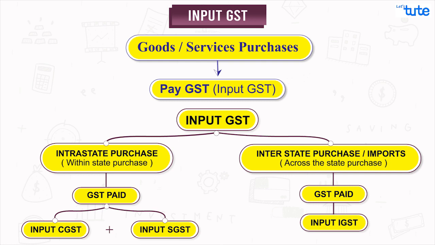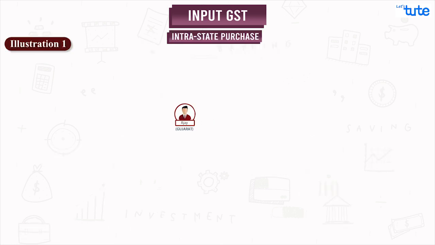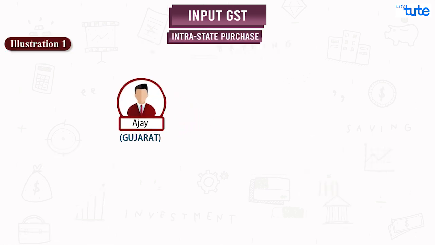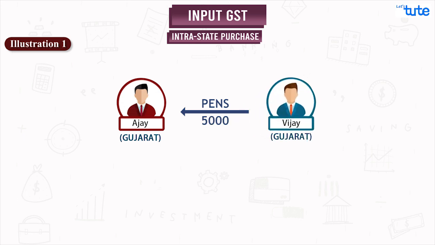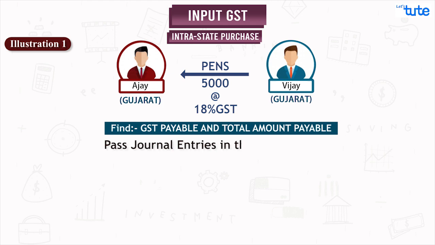Let us see the examples to get better understanding of accounting of GST on purchases in both the cases of intrastate purchase and interstate purchase. Let's say Ajay is a dealer in Gujarat and he purchased pens worth 5,000 from Vijay, who is also a dealer in Gujarat, on 25th March 2019. The tax applicable to this purchase is 18%. Find out the GST and total amount payable by Ajay. Pass the journal entries in the books of Ajay.